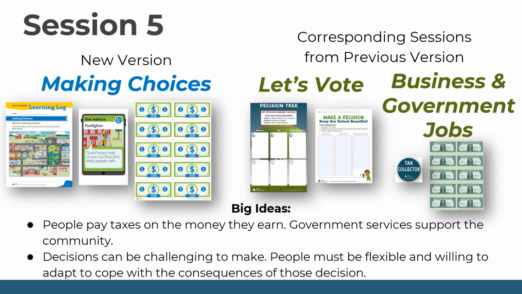Session 5, Making Choices, corresponds to the third session in the previous version, Business and Government Jobs, through the introduction of government and taxes. It also corresponds to the fourth session in the previous version, Let's Vote, through the introduction of decision making. The big ideas are, people pay taxes on the money they earn. Government services support the community. Decisions can be challenging to make. People must be flexible and willing to adapt to cope with the consequences of those decisions.